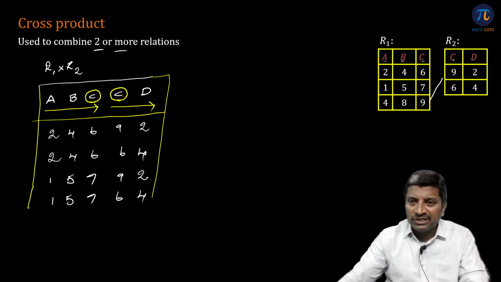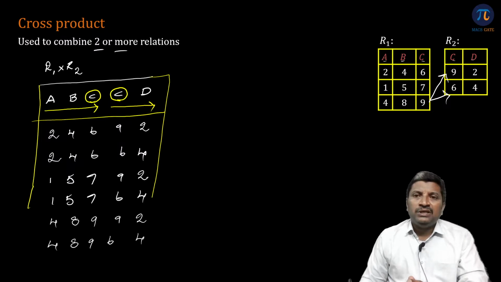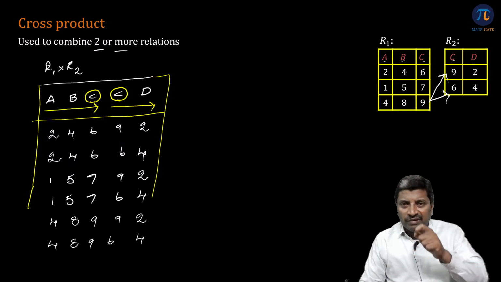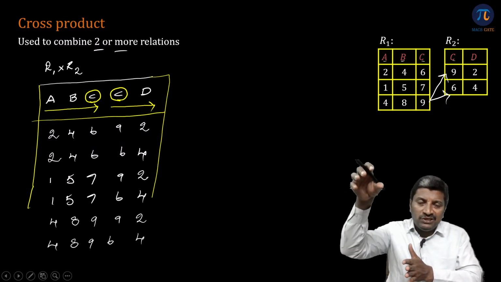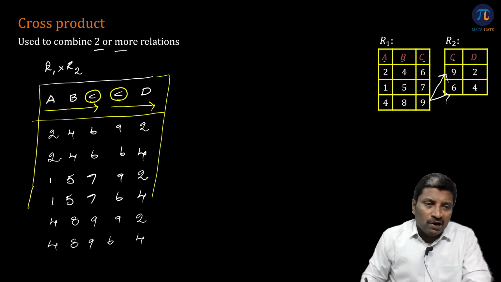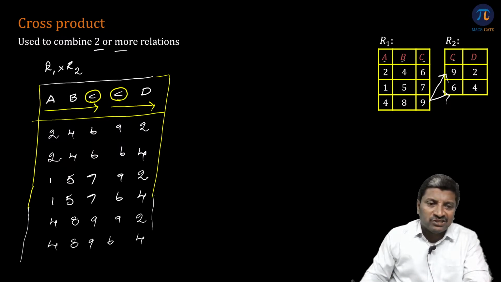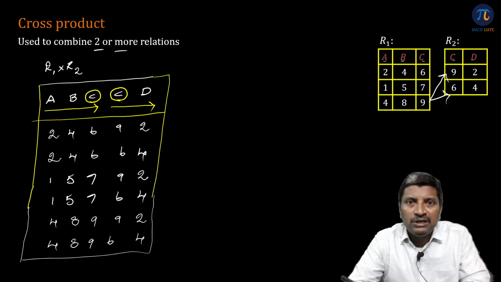Let us go to the next one. 4, 8, 9. Again it needs to be matched with two records. Then 4, 8, 9, 6, 4. Hope you understood it. The same process we need to continue for each and every record of the first relation, and that record should be matched with each and every record of the second relation. So this is about the cross product. After applying the cross product, I may filter some records depending on my requirement. That is the main usage of cross product. In general, it is used to combine two or more relations.